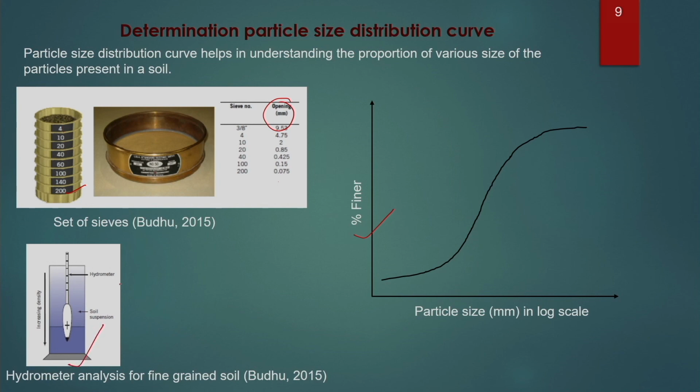So, once we know how much particle of different sizes are present, we have to plot a graph between the particle size in log x on the x axis and percentage finer on the y axis. The curve which we will obtain will be known as the particle size distribution curve. Based on the shape of this curve, we will determine whether this is a poorly graded soil, a well graded soil, or a gap graded soil.